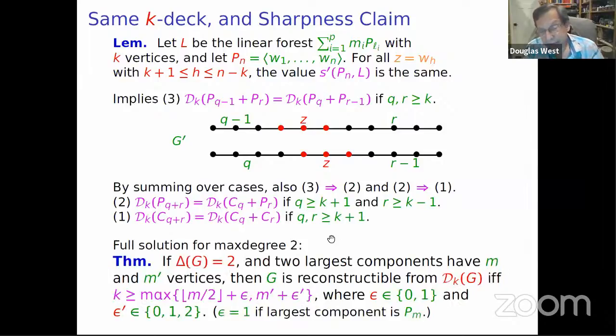But let me observe that this theorem that I've told you about only gives a lower bound for how big K needs to be so that our graph with maximum degree two is reconstructible from the K deck. And in fact, we gave the full solution. Basically, if K is any bigger than that, then you will be able to do the reconstruction. If you have a graph with maximum degree two, and the largest component has M vertices, the next largest has M prime, then K needs to be at least about M over two, and also at least M prime. And maybe you have to add one or two to one of those values, but we know all the conditions for when you have to modify it, and then you will be reconstructible. So we will know for each graph with maximum degree two, the maximum L such that it's L reconstructible.